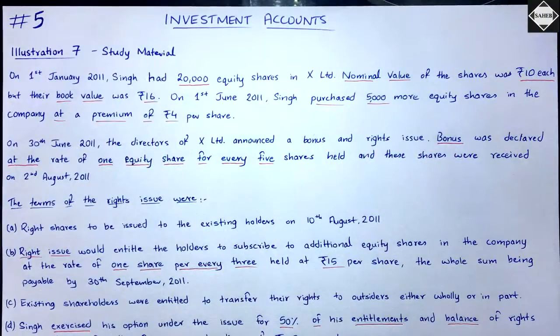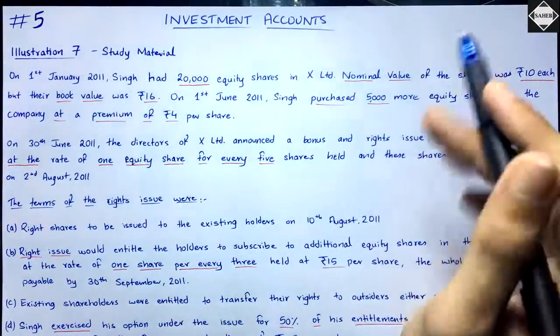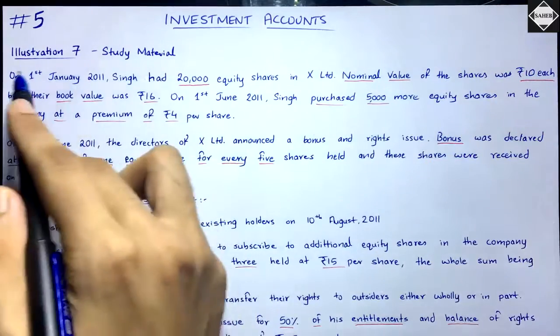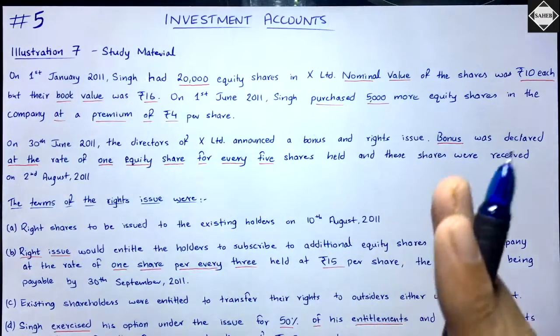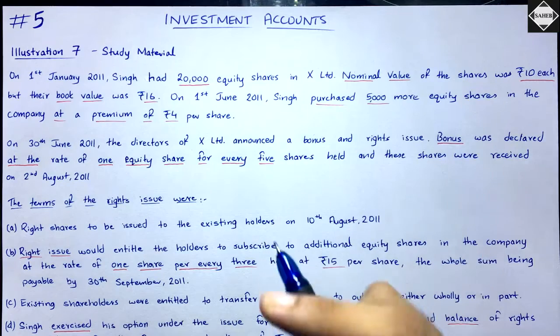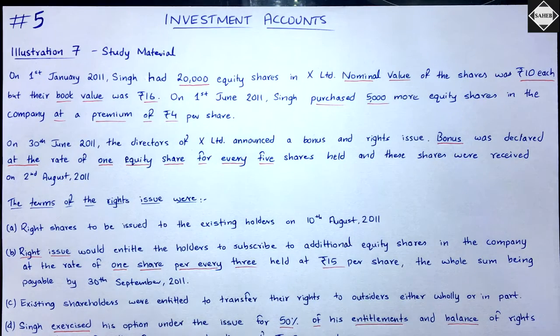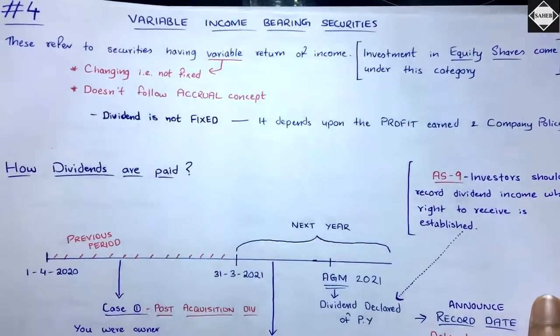Hi everyone, welcome back to the fifth video of the investment account chapter. Now in this video we are going to solve illustration 7 of the study material, and in this problem we have a variable income bearing security. In the previous video we understood everything regarding variable income bearing securities, have we not?